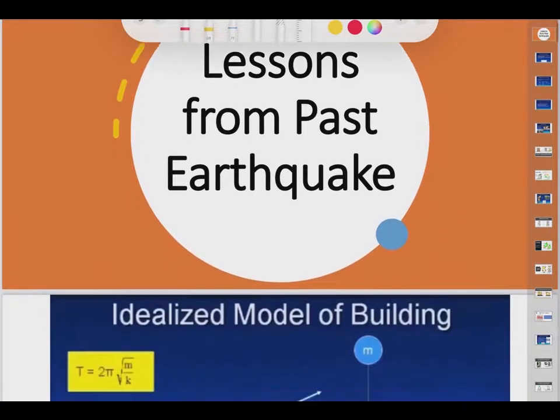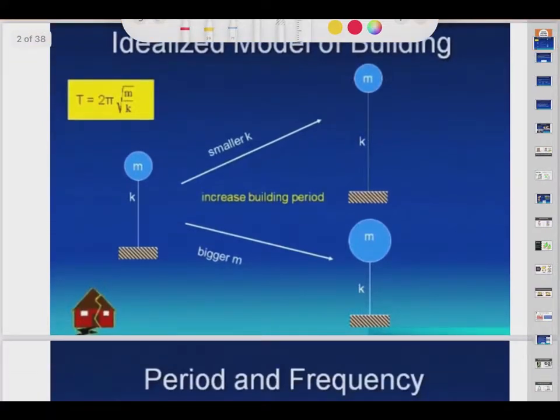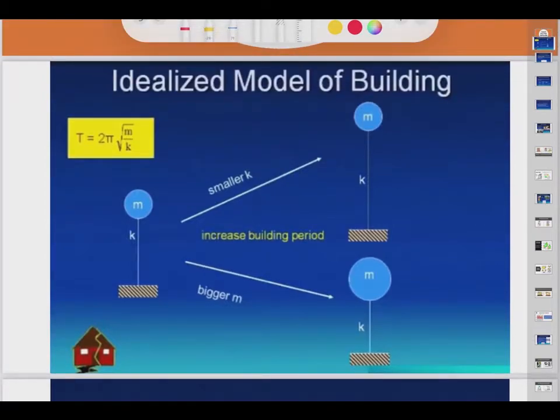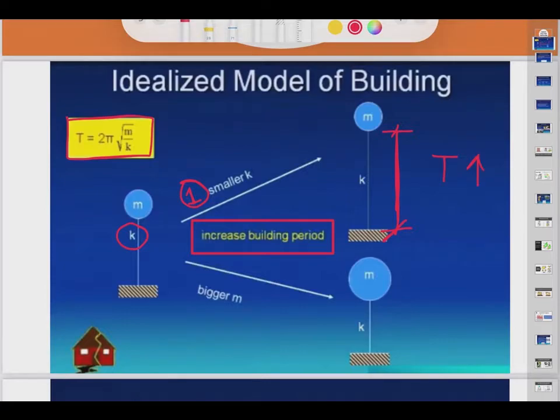So if we see the idealized model of the building in which the lumped mass of the building is considered, the lumped mass is located at the floor slabs and the stiffness of the building is given by the columns. Okay. So time period is given by this formula, 2 pi into root under mass by stiffness. So if we want to increase the building time period, then there are two options. Either we can decrease the stiffness. Now stiffness K can be decreased by increasing the length of the column. So the longer the columns are, the more flexible the structure will be, and stiffness will decrease and time period will increase.